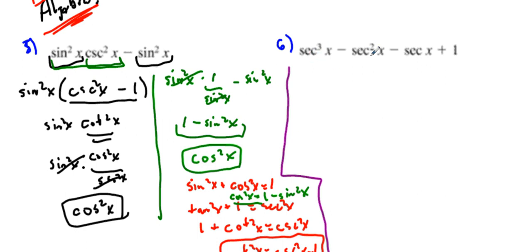Secant cubed minus secant squared minus secant plus 1. Now, when you see something like this, it is an example of a grouping problem, which you had in algebra. Well, remember, algebra is king. If we take secant and just make it like y, we get y cubed minus y squared minus y plus 1.